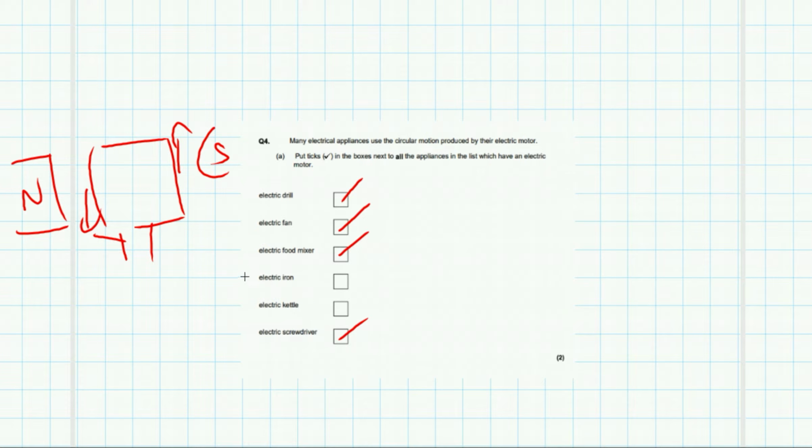An iron will not, because an iron just requires heat to conduct, so therefore does not need an electric motor. An electric kettle doesn't need one either. It just uses a wire inside that heats up the water. So you should have 4 answers for this one: a drill, a fan, a food mixer, and a screwdriver.